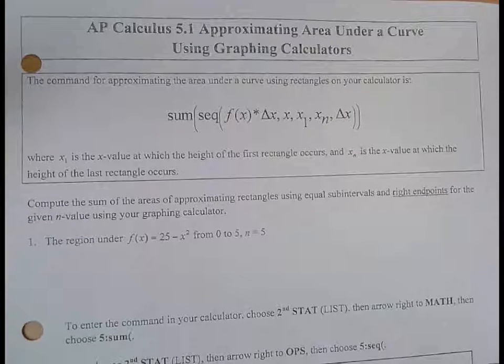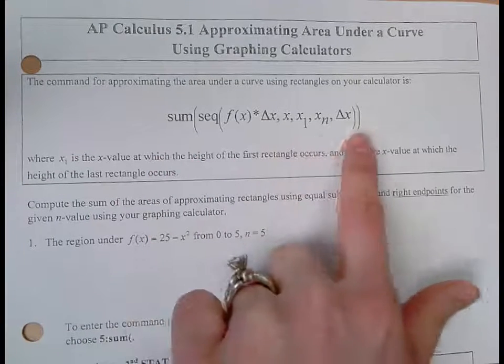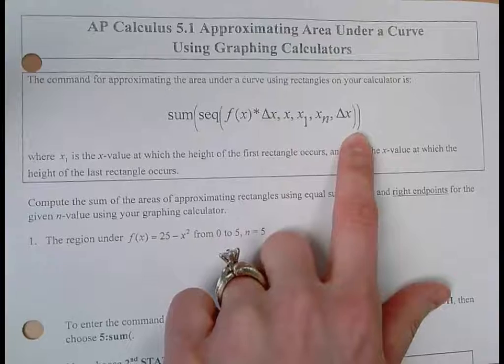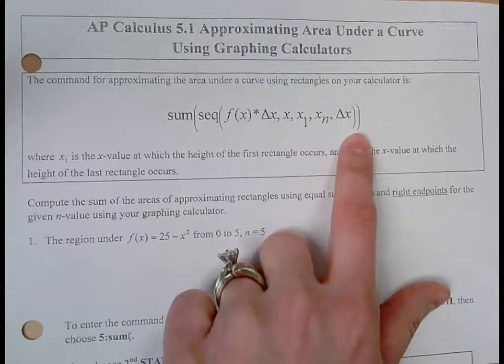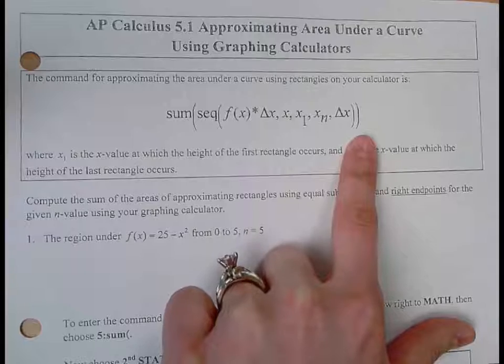Your calculator can do this. So do you need to know how to do it by hand without a calculator? Yes. Should you know how to do it on your calculator? Yes. So you need to know both. This is what the command looks like. And if you have an 84, which I know a lot of you do, the calculator will put this together for you. There are still some steps you need to take on your own.